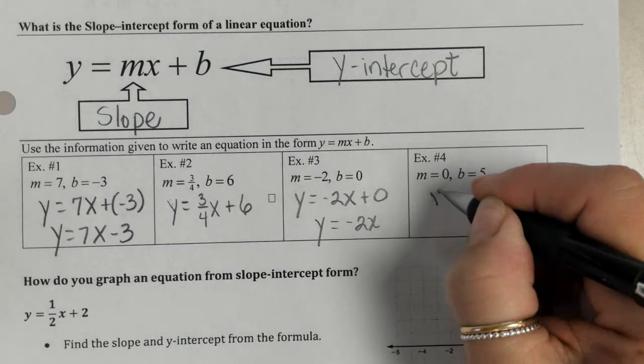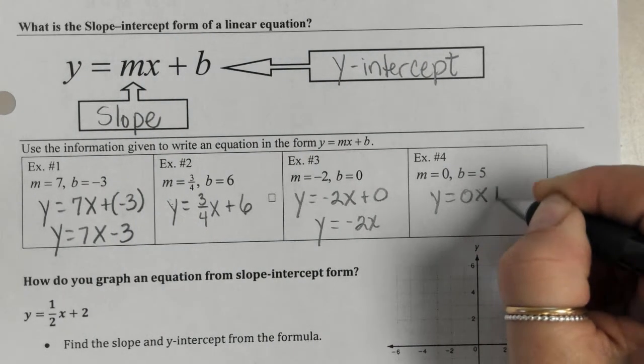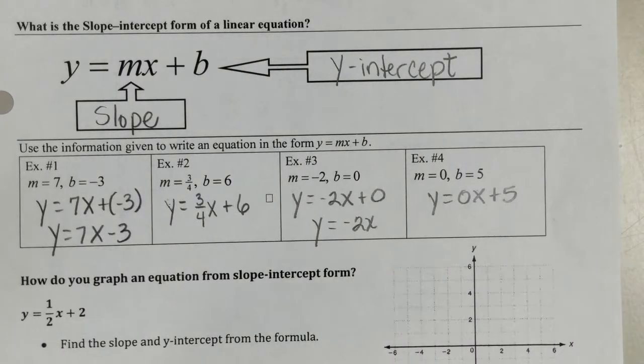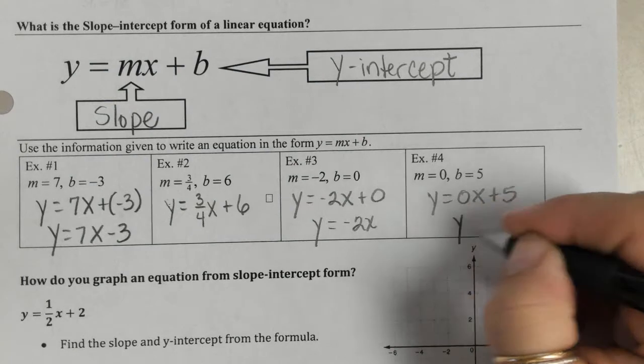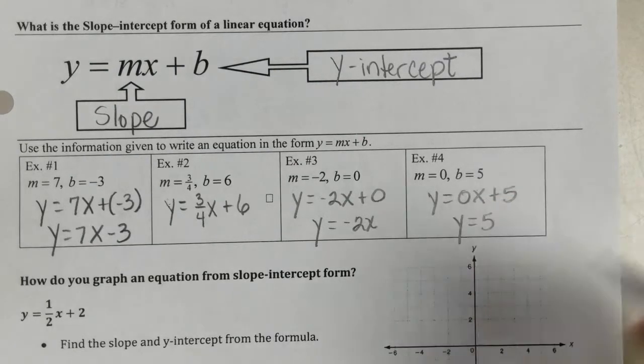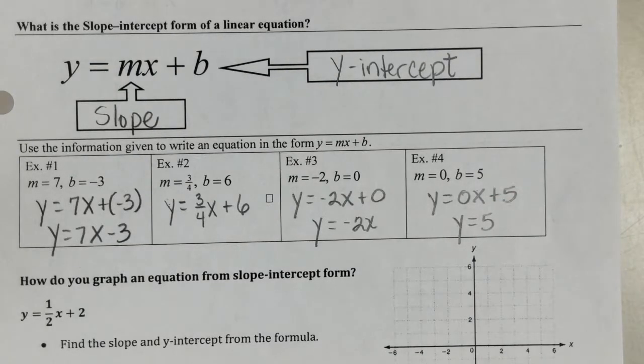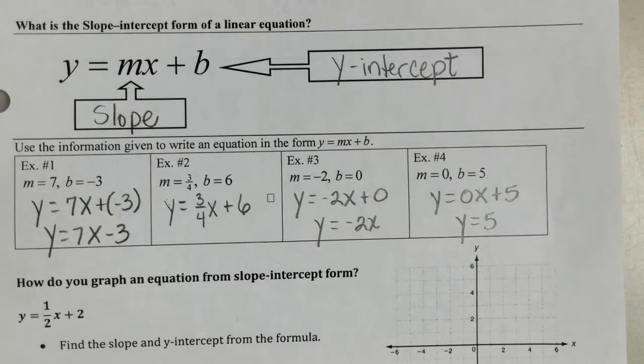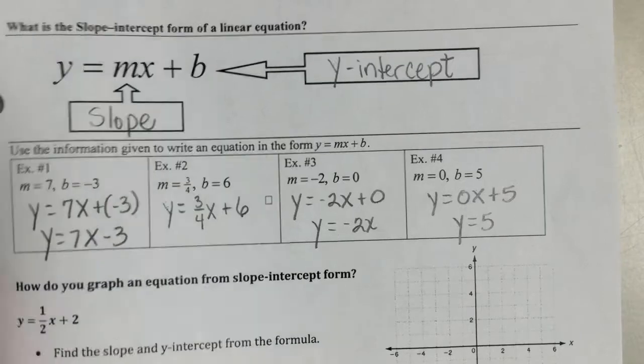Now, on example 4, if we're just substituting in, you're going to end up with this, and you're going to notice that your slope is 0. So anytime we have a 0 slope, that gets rid of that x term, and it leaves us with a horizontal line, y is equal to 5. That goes along with what we know about a 0 slope line.